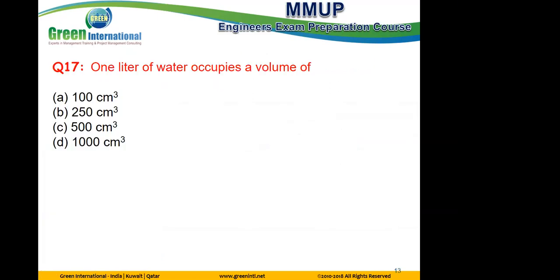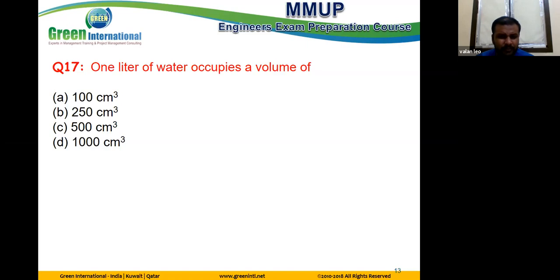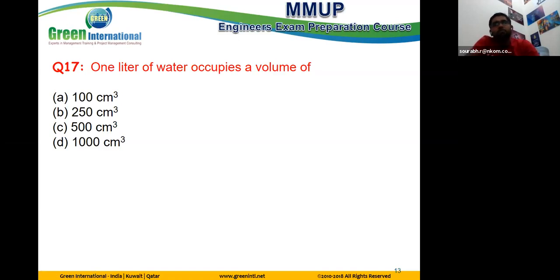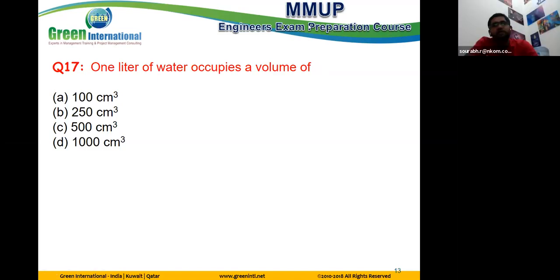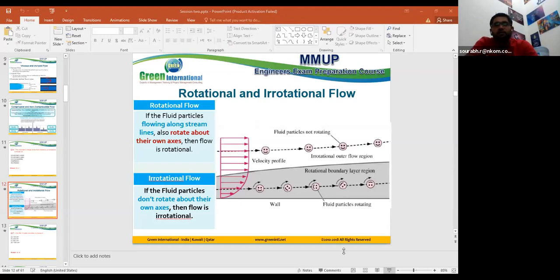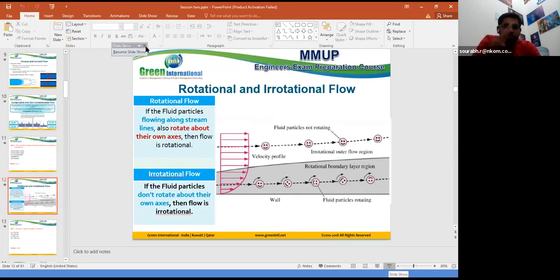One liter of water occupies a volume of 1000 centimeter cube. Answer? 1000 centimeter cube occupies a volume of 1 liter.